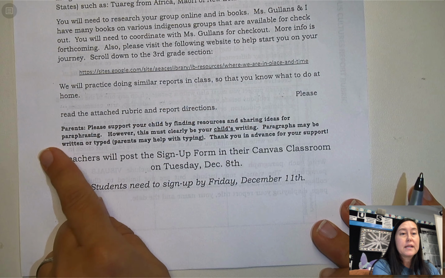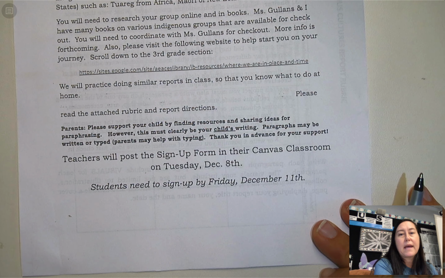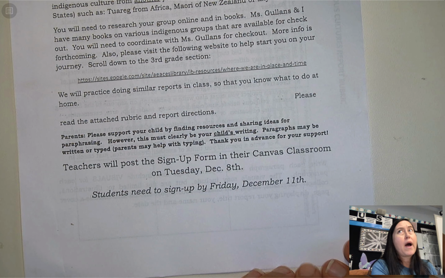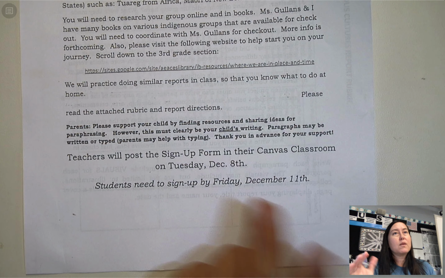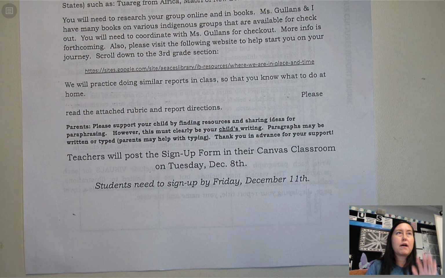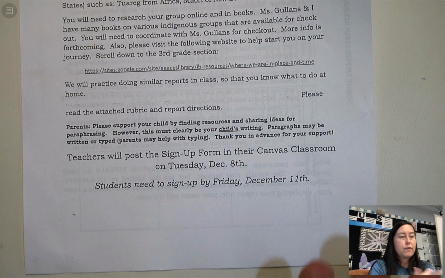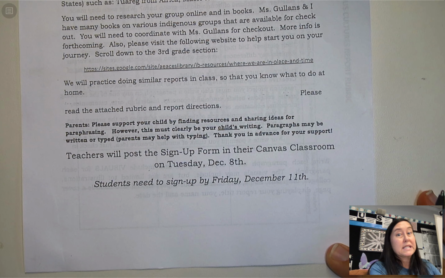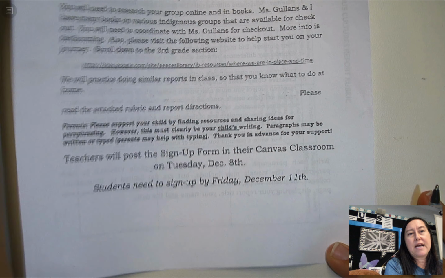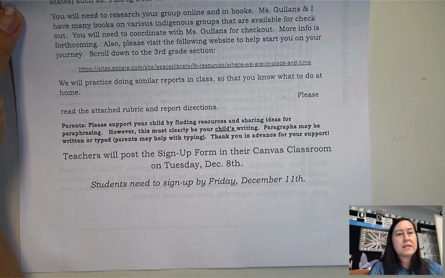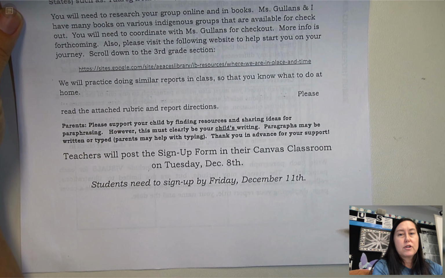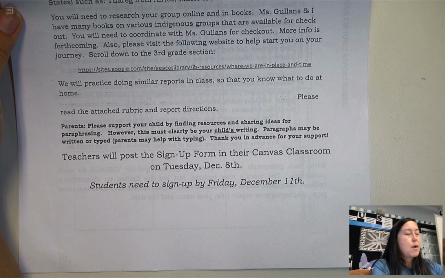Paragraphs may be handwritten or typed. Parents, you may help with typing, although I think they're all getting pretty good at it. So with my son, he would do a paragraph, I would do a paragraph, or I would do a sentence, he would do a sentence. We would alternate like that so that your child has some ownership over the final product. And we do it together so that it's not mom or dad or big brother or big sister doing typing when your child's off doing something else. So really try to make sure your child's involved in their project.